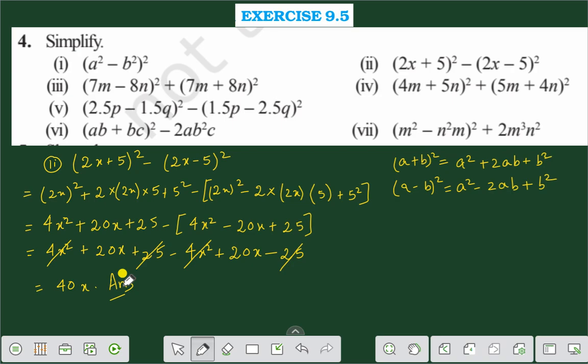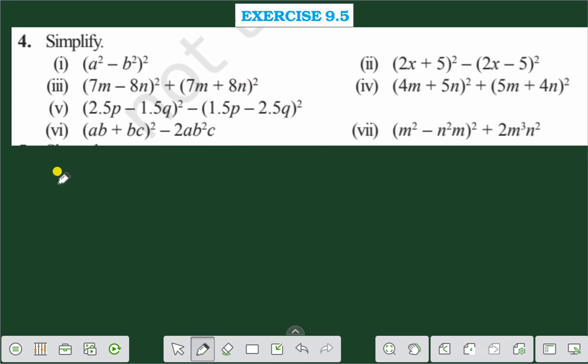Now to solve question number 3. Question number 3 is 7m minus 8n whole square plus 7m plus 8n whole square, that is 7m plus 8n whole square.